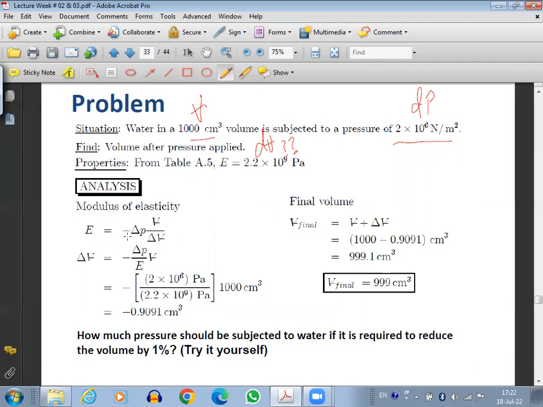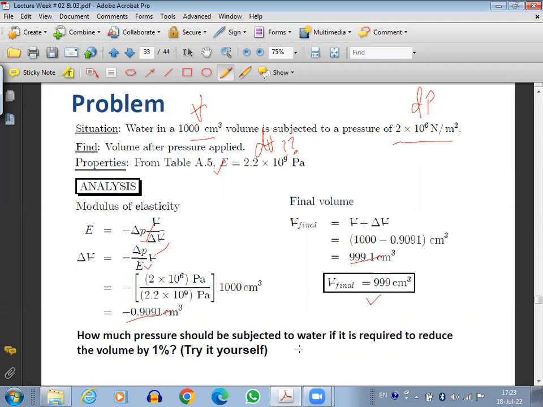So we have the formula E equals negative dP times V over dV. Okay. Since we are talking about water, the value of E is provided to you. So you know E, you know V, you know dP. Substituting the values, you can find dV, the change in volume. So if the original volume was 1000 and the change in volume is negative 0.9091, the final volume will be 999.1. So by application of this much pressure, the volume of water will become this. Okay, so that will be the final volume.